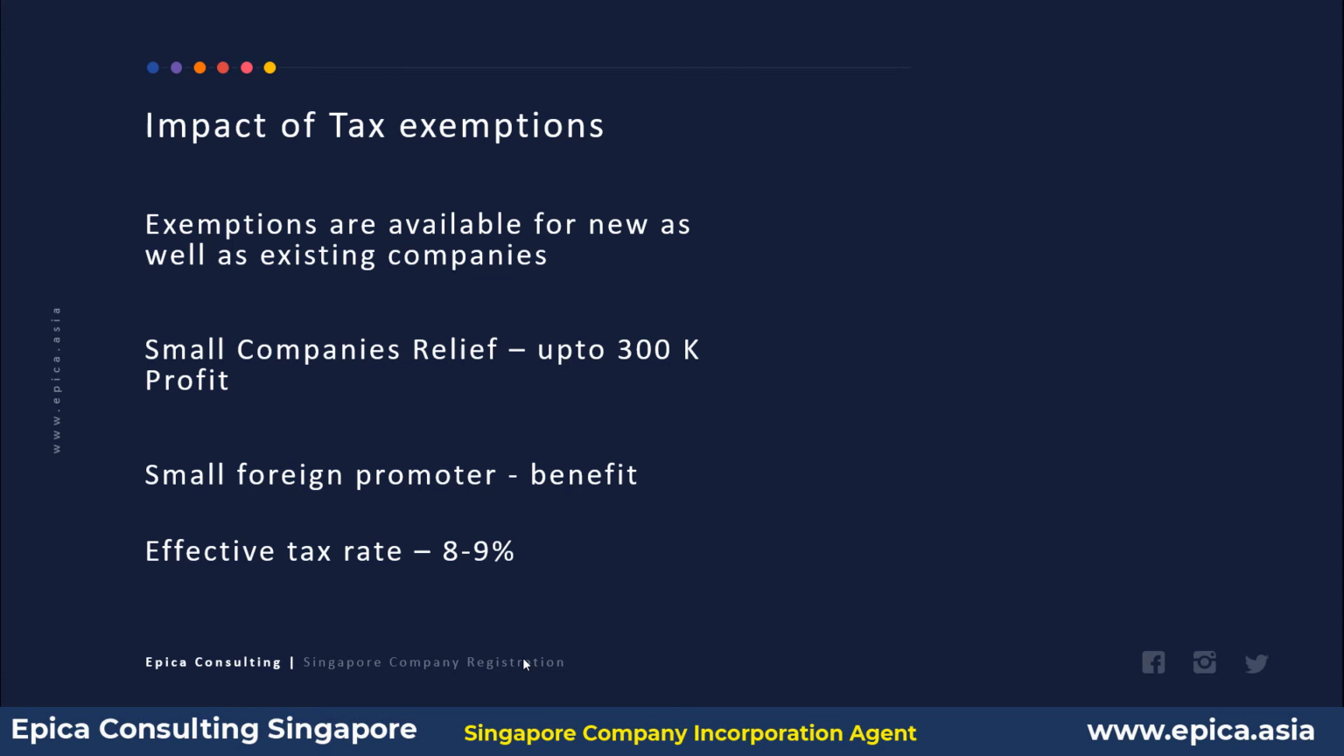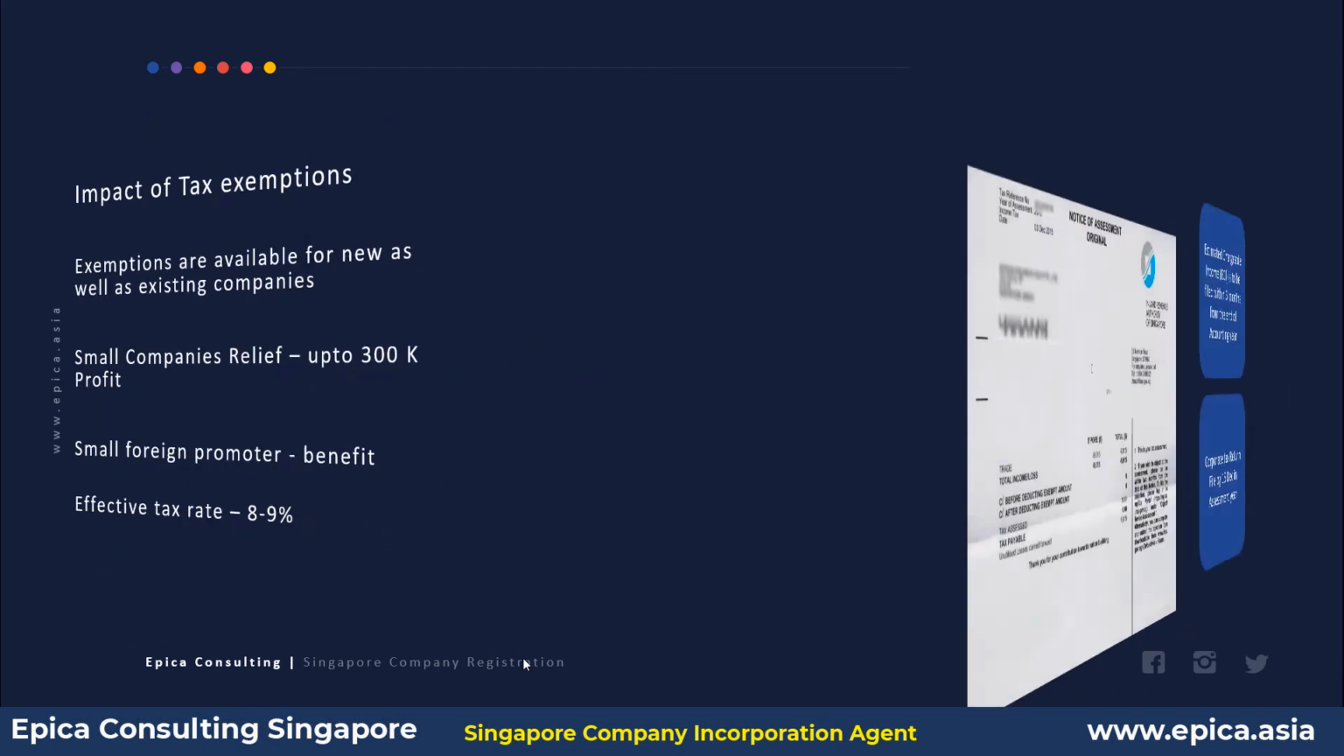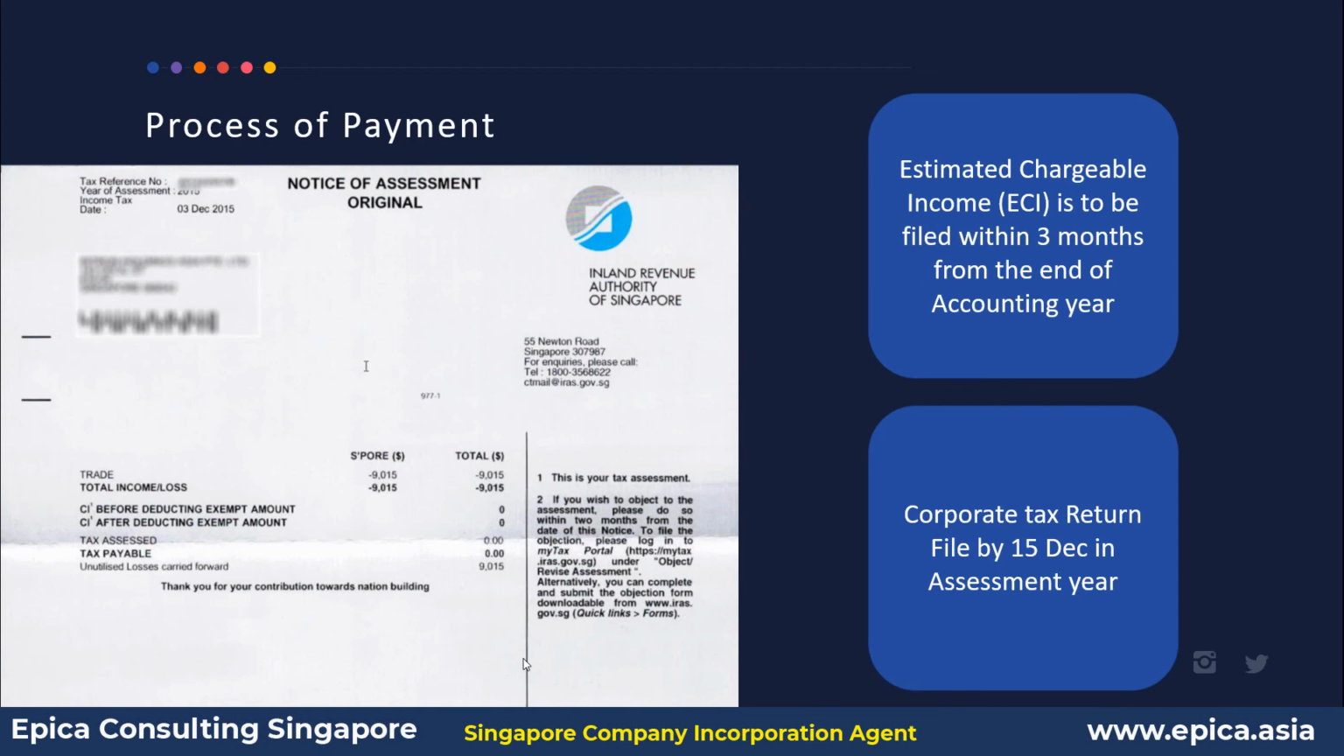However, one thing that I notice here is small foreign promoters who incorporate a company in Singapore, they can definitely benefit from these exemptions. Because I have seen that statistically more than 80% of these companies will typically have profits less than $500,000. And as I have already shown, effective tax rate is around 8 to 9% because of these exemptions. So having seen the exemptions and calculations, now the question is, what is the process of making tax payment?